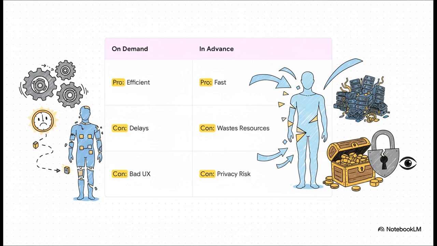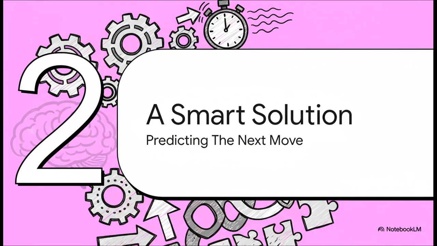On the other hand, we could just preload everything. Sure, it's fast, but it's a colossal waste of computing power, and this is the big one, it's a massive privacy risk. All your most sensitive data is just sitting there, totally exposed. Neither one is a great choice. So how do you get that lightning-fast speed without throwing efficiency and privacy out the window?